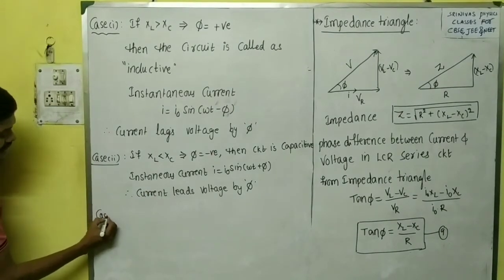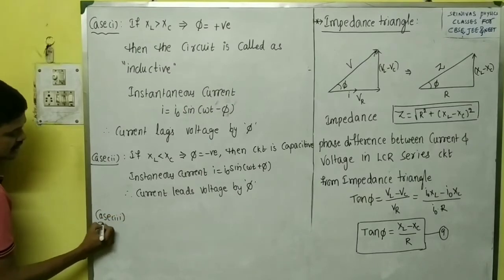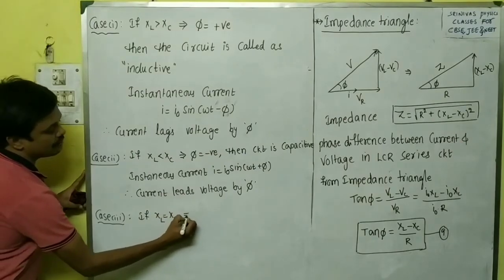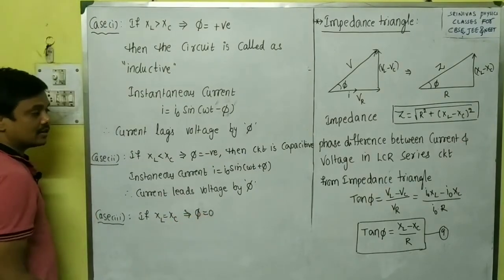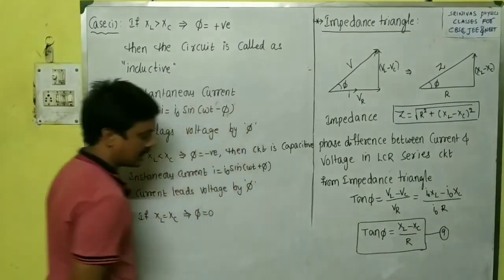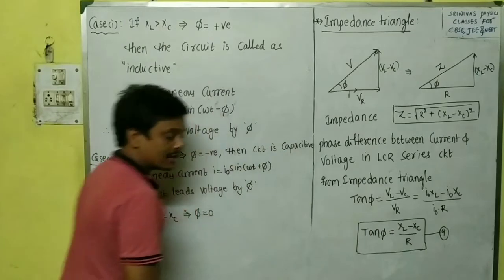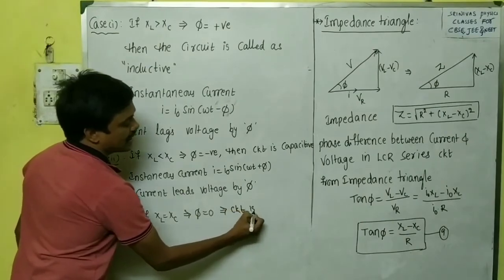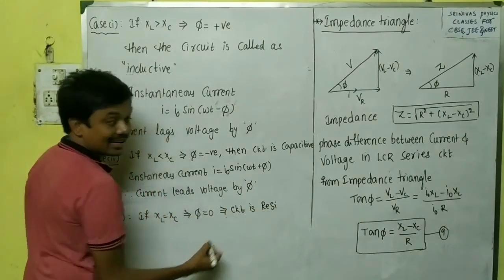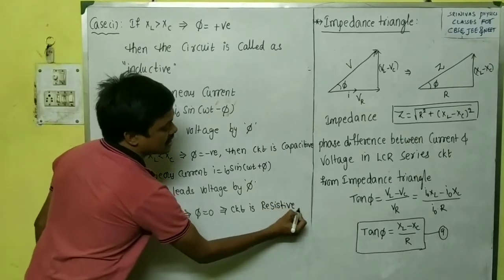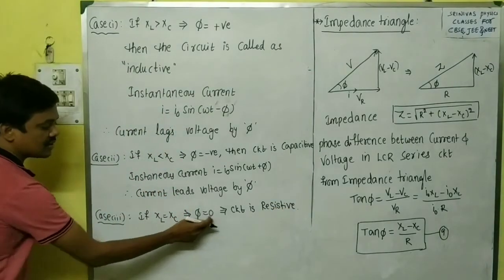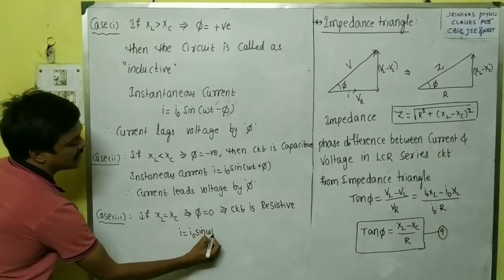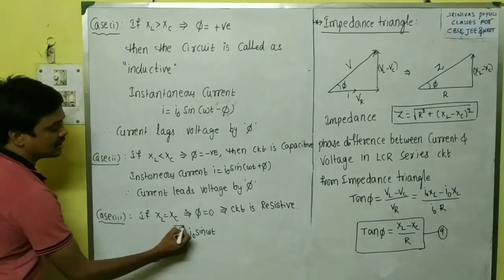Case 3: if XL is equal to XC, then what happens? The phase difference becomes 0, from equation 9, since XL equals XC. When the phase difference is 0, the circuit is called a resistive circuit. In the resistive circuit, the current equation is I equals I naught sin omega t plus or minus phi, but phi is 0, so we write it like this.